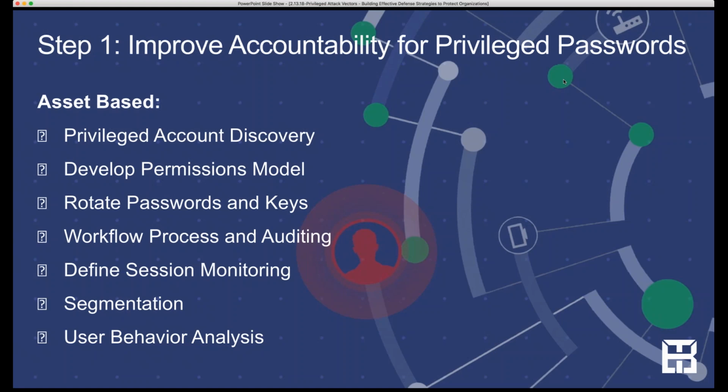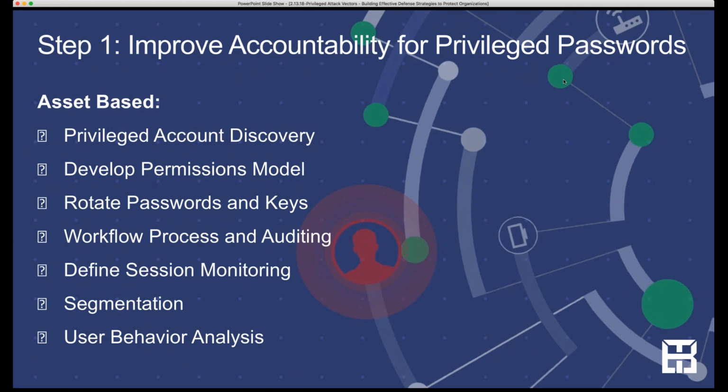Critical systems should still have them rotated and keys rotated, because if there is a threat actor in your environment and they steal it once, they may not be able to consistently steal it over and over again without your detection. So rotation is key. The workflow and process, just as critical.